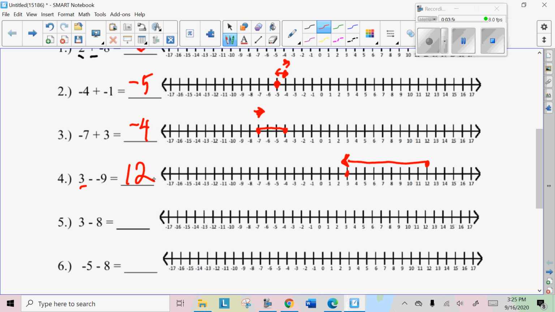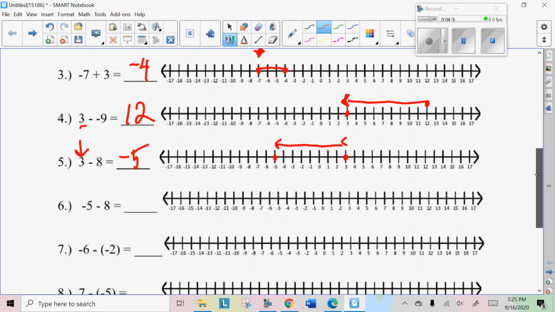All right, let's do one more, and then you can finish them up. So we're going to start at 3, right here. We're subtracting, which means I'm going to be facing this way. So that's my nose going that way. And then I'm going to subtract 8. So it's a +8, which means I'm going to go forward the way I'm facing 8 steps, which gets me to right here, -5.